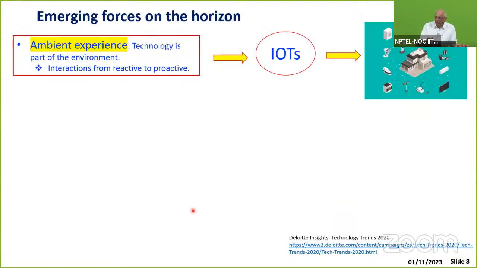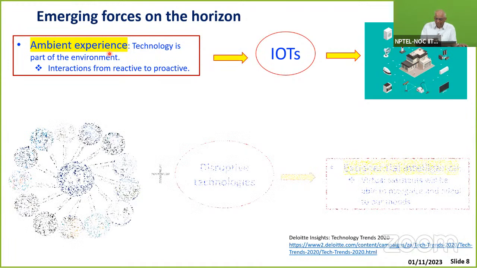So the emerging forces on the horizon, right? With the Internet of Things, we can have ambient experience. Technology is part of the environment. The interactions go from reactive to proactive. For example, now my home is empty. I'm away, 6,000 miles, but I can monitor what's happening in my immediate neighborhood of the house. I can experience that ambience even not at the ambience, but away from it.